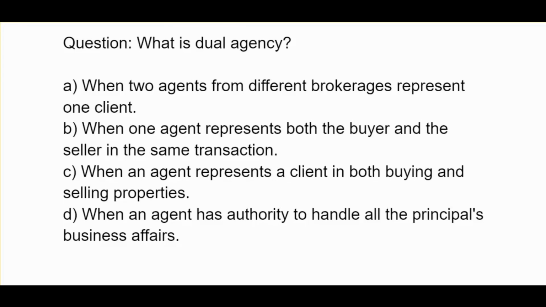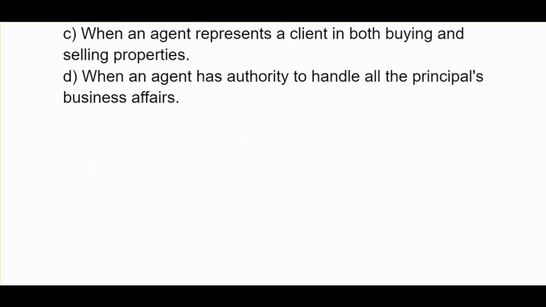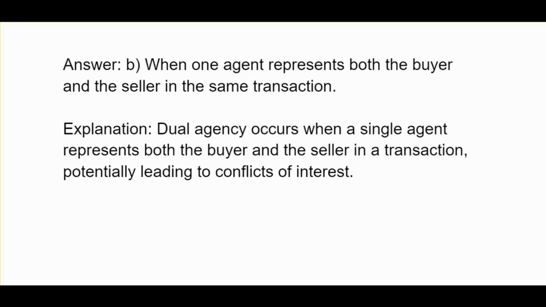What is dual agency? A. When two agents from different brokerages represent one client. B. When one agent represents both the buyer and seller in the same transaction. C. When an agent represents a client in both buying and selling properties. D. When an agent has authority to handle all the principal's business affairs. B. When one agent represents both the buyer and the seller in the same transaction. Dual agency occurs when a single agent represents both the buyer and the seller in a transaction, potentially leading to conflicts of interest.